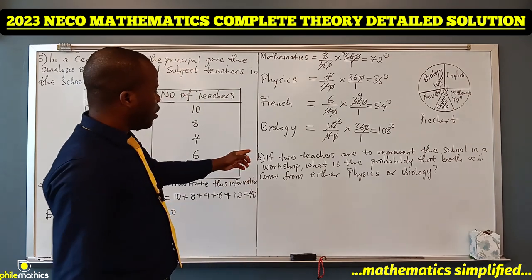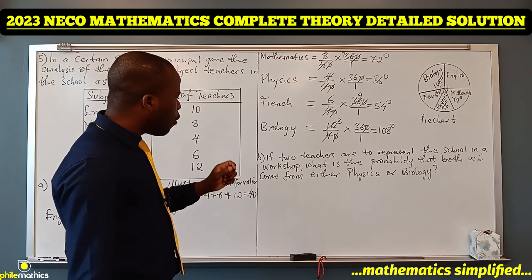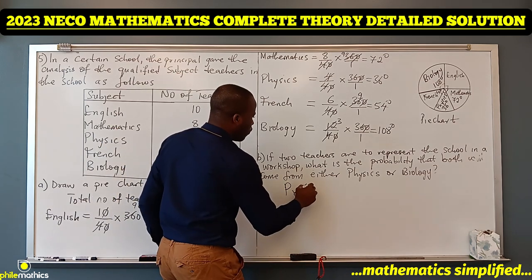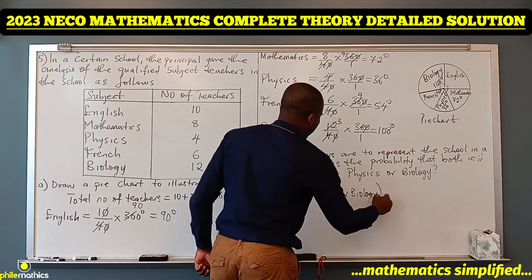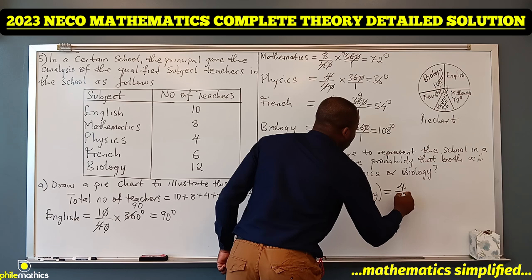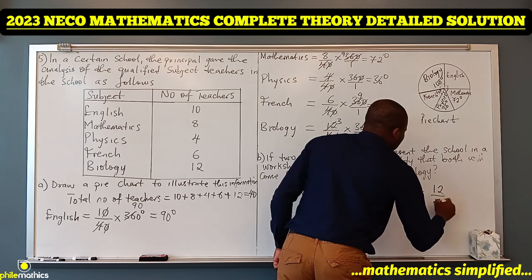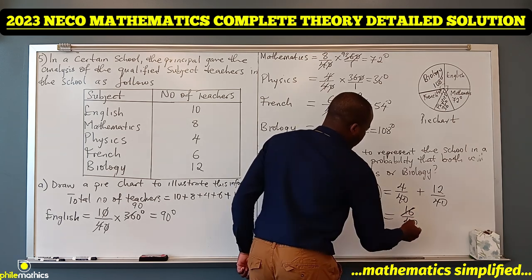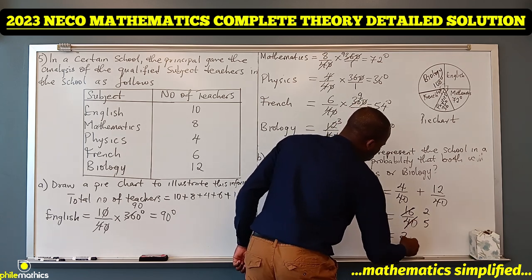The next is, if two teachers are to represent the school in a workshop, what is the probability that both will come from either physics or biology? So the probability of physics or biology, because it's "or" we sum. The probability of physics will be 4 over 40, and the probability of biology will be 12 over 40. Since they are the same base, 4 plus 12 is 16 over 40. 8 can go into 8 once, and 8 into 16 is 2, and 8 into 40 is 5. So the probability is 2 over 5.